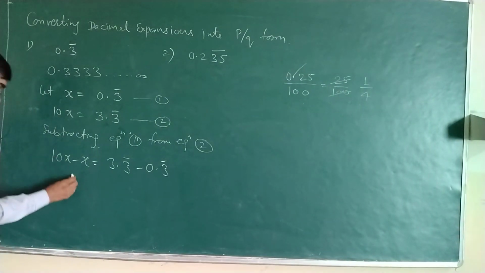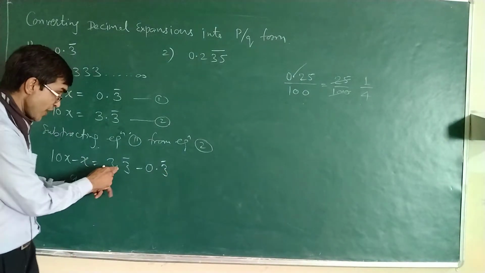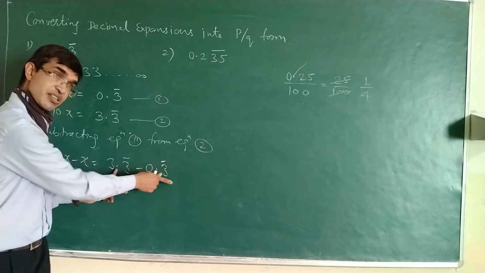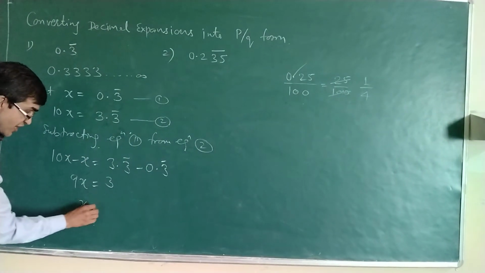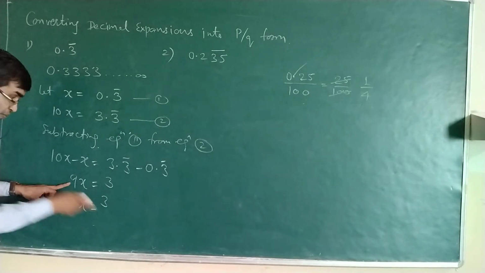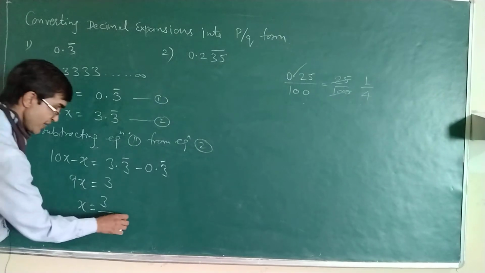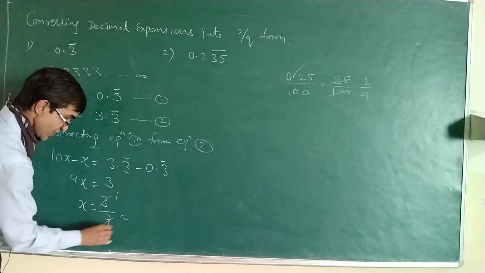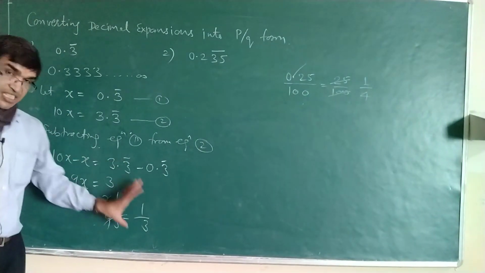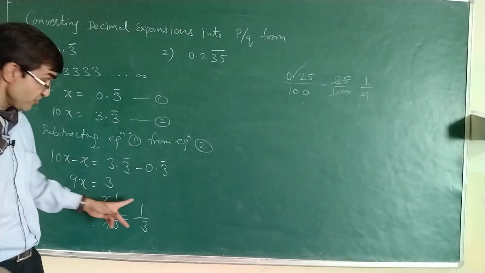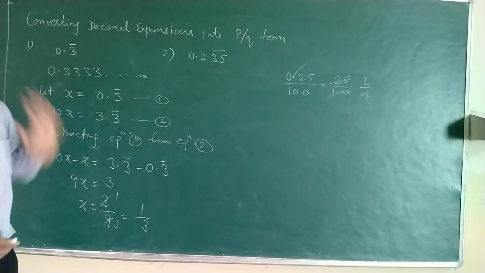So what will you get here? 10x minus x is 9x, and 3.3 bar minus 0.3 bar. After the decimal the same number, so that becomes 0. So 3 minus 0 becomes 3. So what will x be? x will be 3 divided by 9, because 9 is multiplied here, so it will be divided. This 3 by 9 we can simplify as 3 ones are 3, 3 threes are 9, means x equals 1 by 3. So this is the standard form, 1 by 3, of this non-terminating recurring number 0.3 bar.